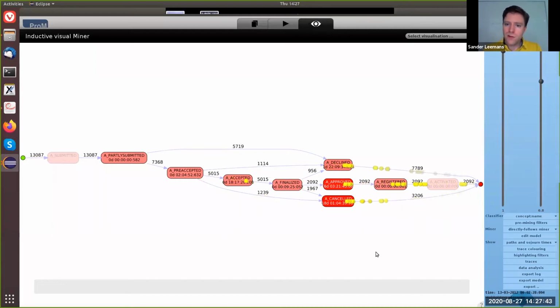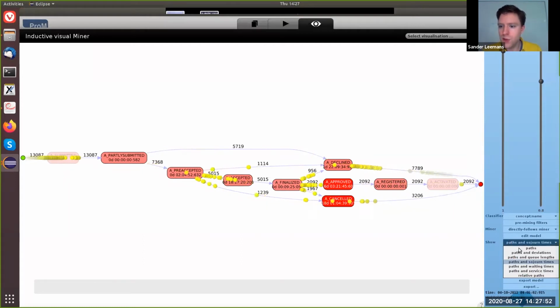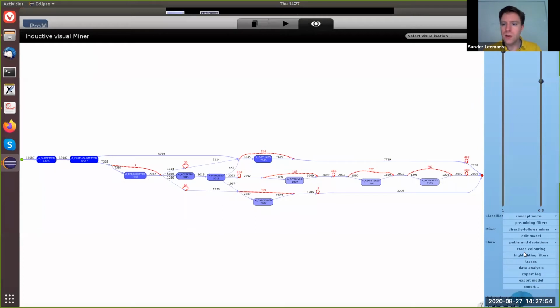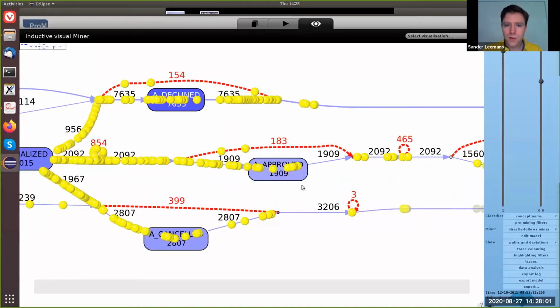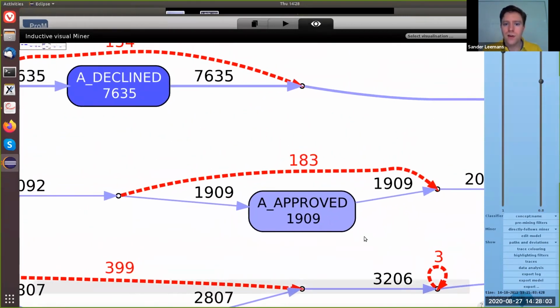Now, a lot of commercial tools cannot show you the behavior that was filtered out in order to make the model more simple, but the visual miner can. So if we change this to paths and deviations, now the view is updated to show not only the behavior that is in the model, but also the behavior that was left out. So for instance, here we see that in 183 times, A approved must have happened according to the model. However, in the event log, it was skipped.